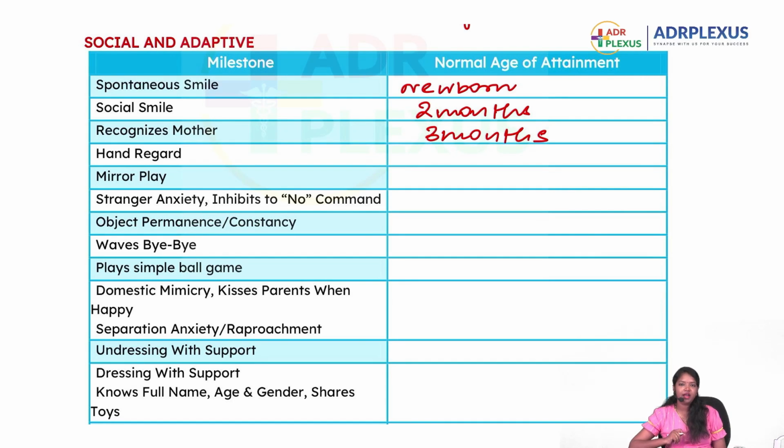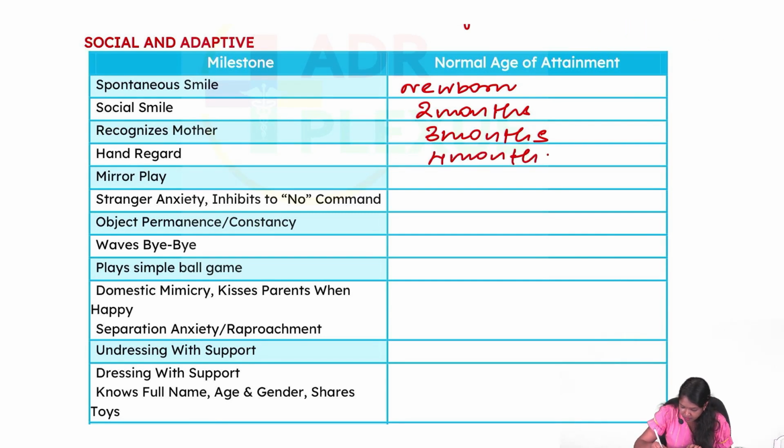Hand regard. What is hand regard? See, suddenly the baby knows that, oh my God, I have hands. So the baby will keep on looking at his hands. Before this, the baby will not know he or she has a hand. When will the baby know the hand is there? By 4 months. That is hand regard. It will keep on looking at its hand. Mirror play: playing with the mirror by 6 months.